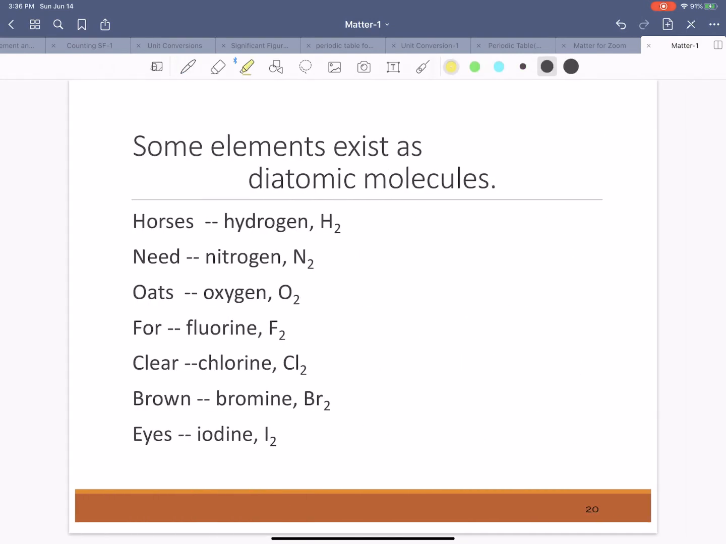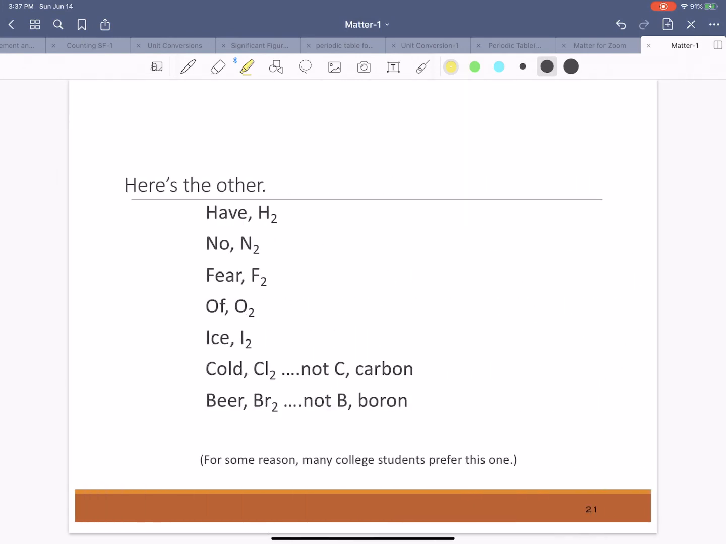To remember these, there are some mnemonic devices. So here's one: Horses need oats for clear brown eyes. Or many college students prefer this one: Have no fear of ice cold beer.